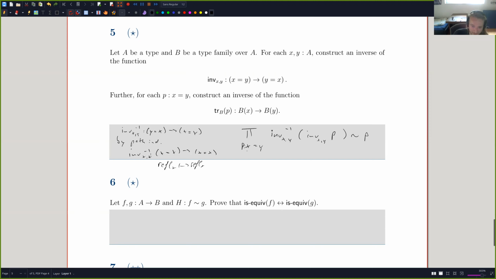And now we use path induction again on this path. Then we only need to check that inverse xy after xy is now judgmentally equal to refl x, that this is equal to p, equal to refl x. And that's true by definition. This is refl x, and this is refl x by definition.